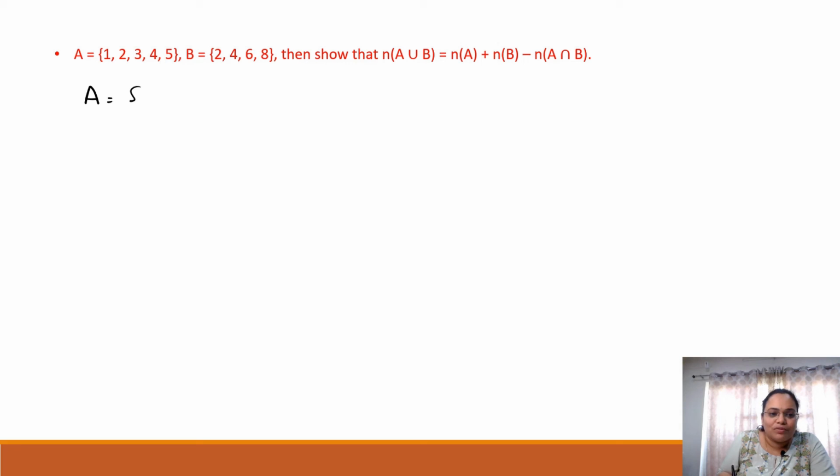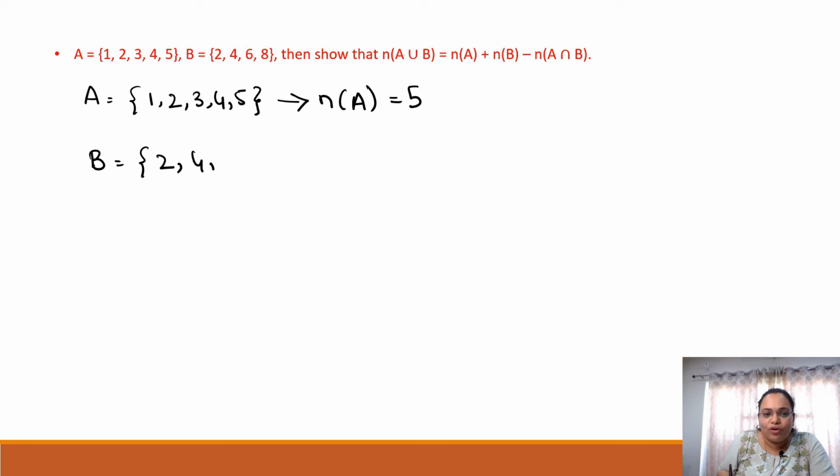A is equal to 1, 2, 3, 4, 5. You can count the number of elements, then it is a finite set. So what is the cardinal number of this set? n of A will be 5. B is equal to 2, 4, 6, 8. So how many elements do you have in the set? 4. So n of B, what is the cardinal number for this? 4. Correct? Then you need to find A union B.